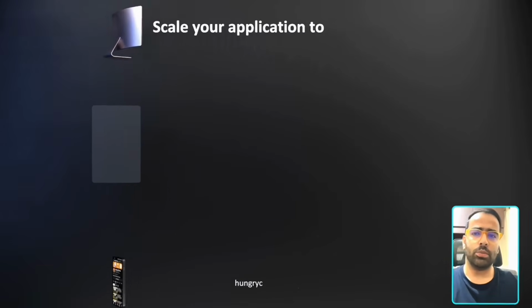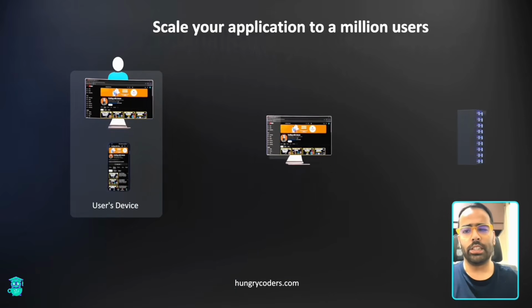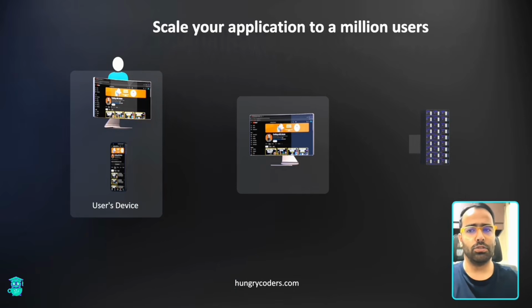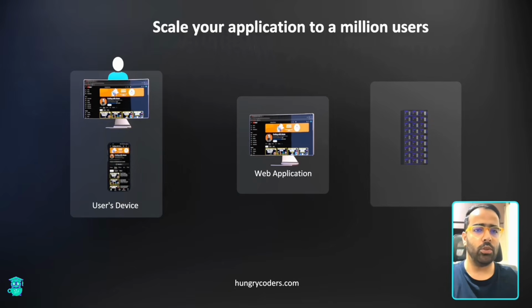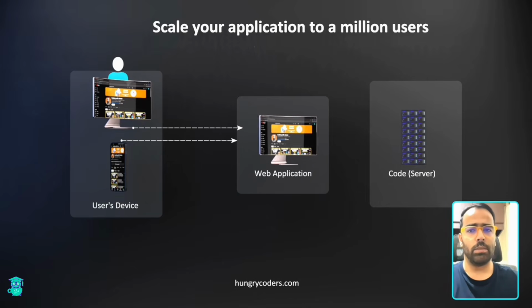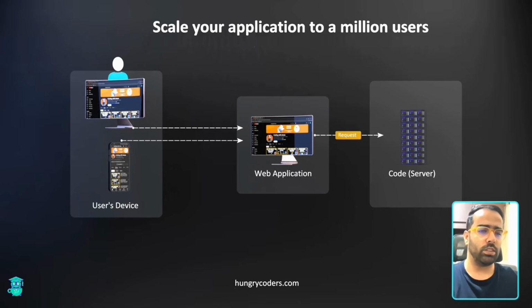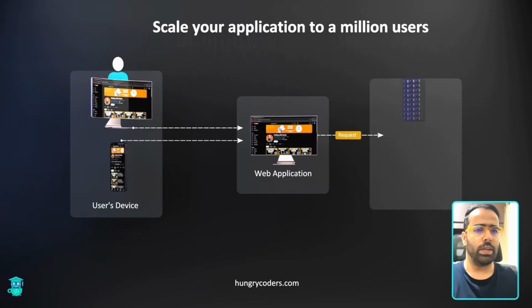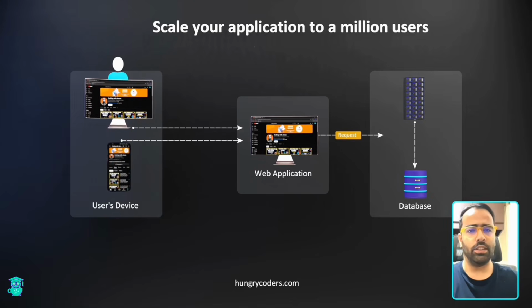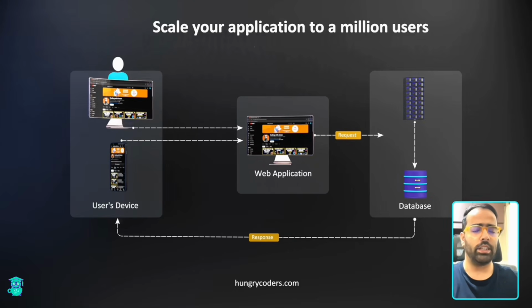Hi guys, this video is all about scaling your application up to a million users. Let's say in the legacy application, you have one web application and you have deployed the code in the server. The user will request your application, your application will send the request to the server, and then the server might go to the database and give the response back to the user, right? So this is how generally it looks at a high level.